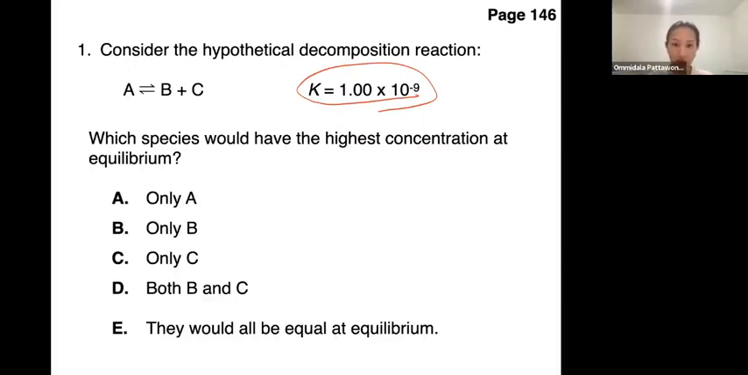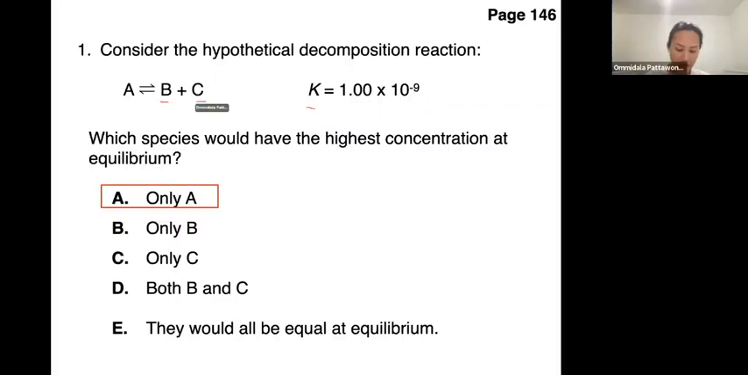According to what we saw earlier, a small value of K, and this is 10 to the -9, is very small, a lot smaller than 1. It tells us that the majority of the species present in the reaction mixture is still going to be A. So the highest concentration would be A, because it indicates that it doesn't convert much to B and C at all.